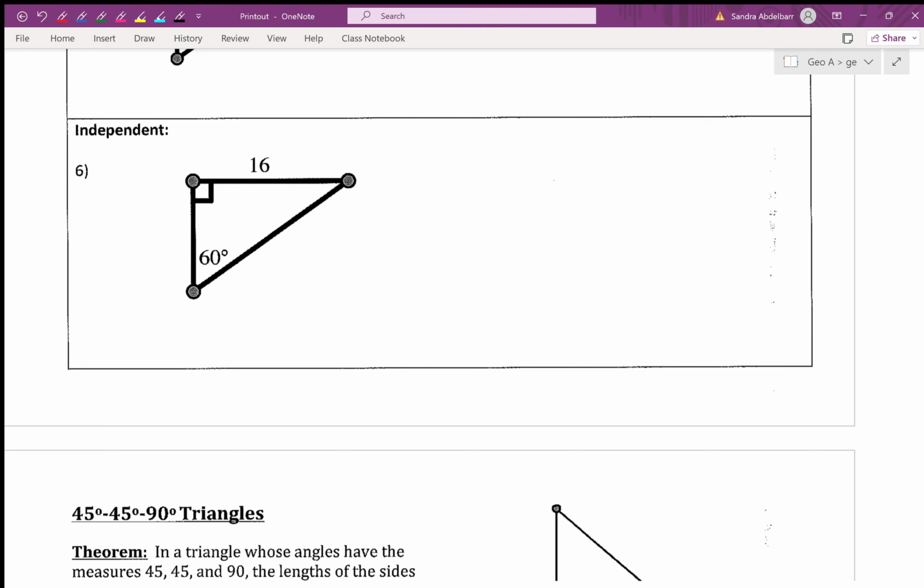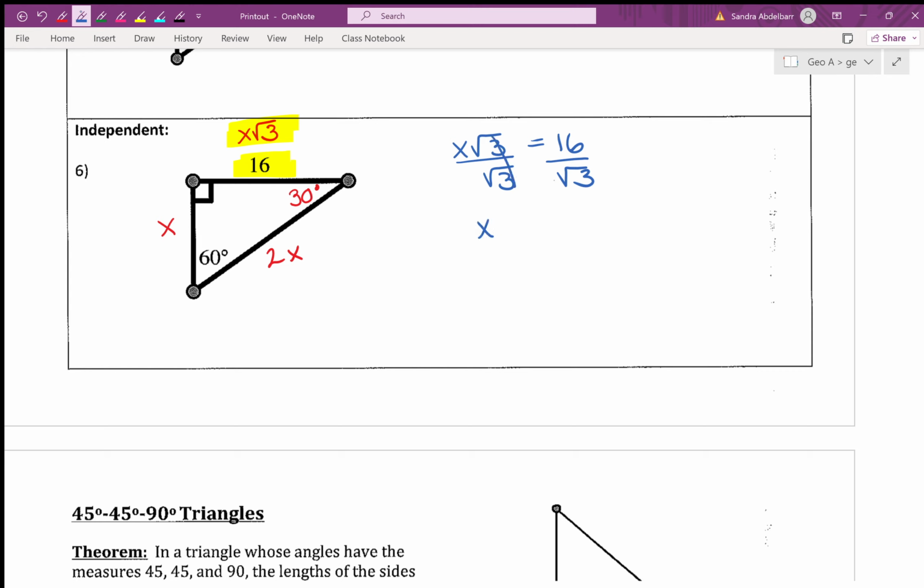All right, so what's happening here? So I know this again is a 30, 60, 90. Opposite the 30 is x. Opposite the 60 is x root 3. Opposite the 90 is 2x. What do we do? We choose the side that has a variable expression and a side length. We set them equal to each other. So here we're going to have x root 3 equals 16. We're solving for x, so we're dividing by root 3.